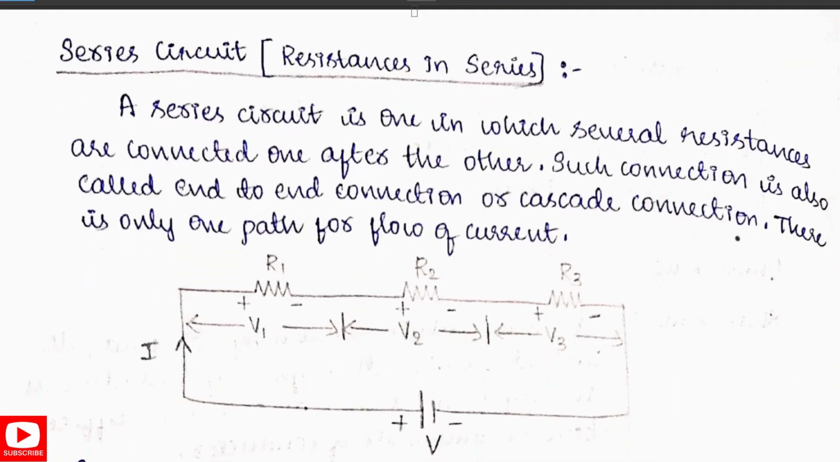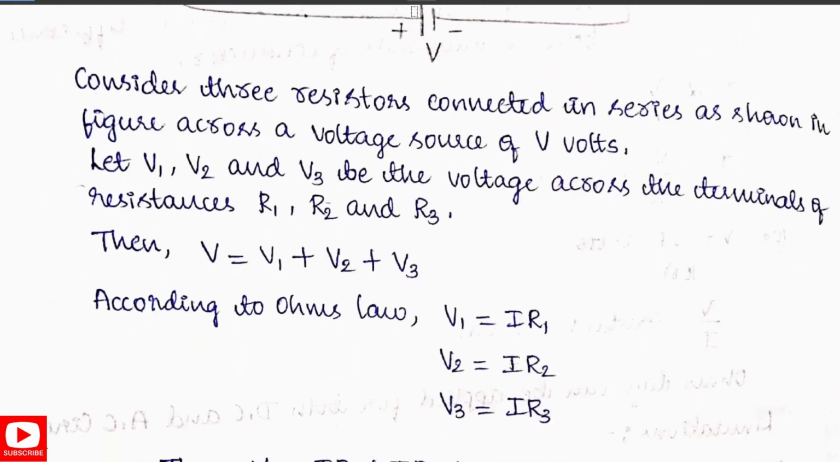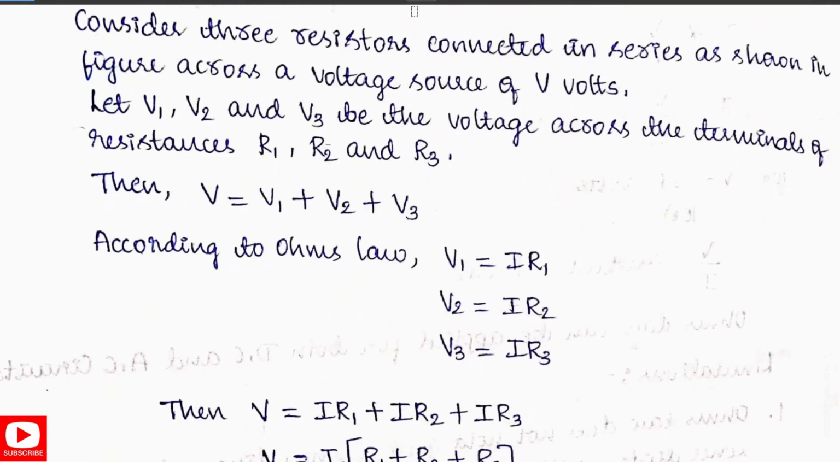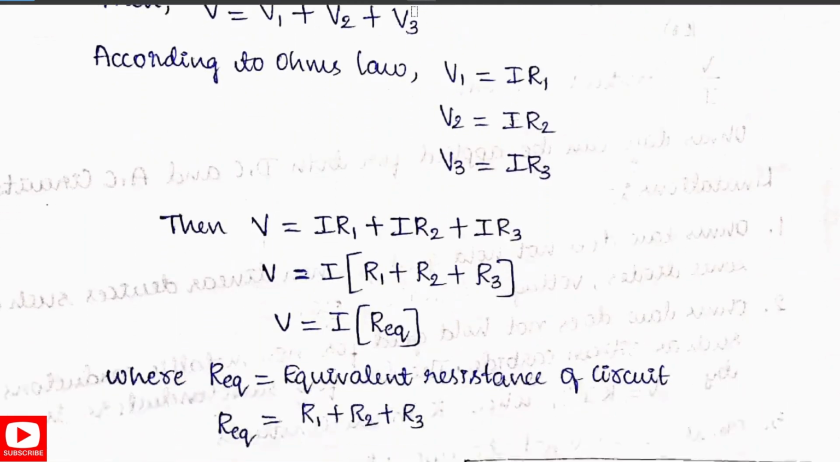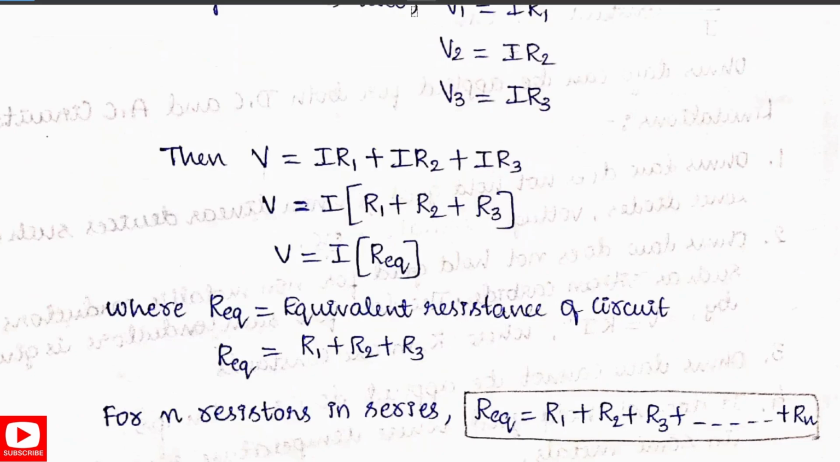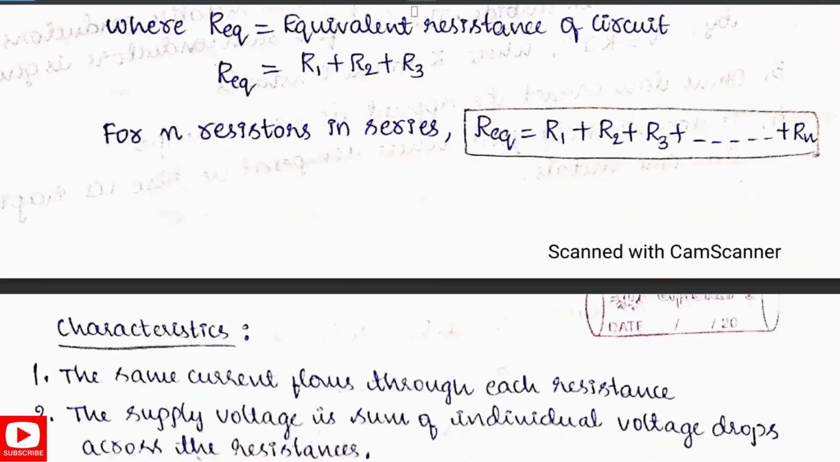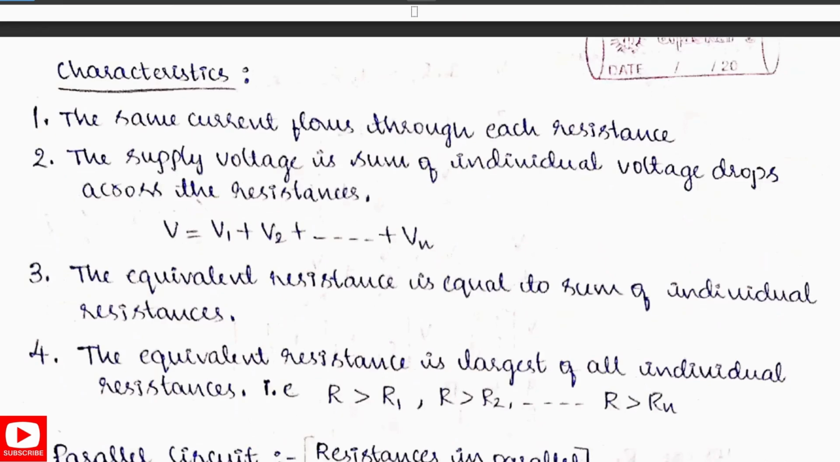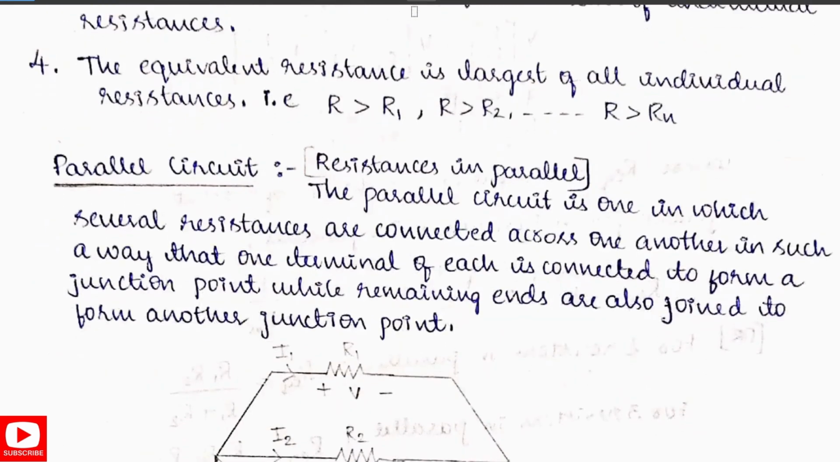Next, we have the series circuit, where elements are connected end to end, or in cascade. You need to derive it: V is equal to V1 plus V2 plus V3, the voltage across the terminals. Then substitute V1 as I R1, and V is equal to IR. Substitute them and take the R equivalent, and you will get the resistors in series. You need to know the characteristics. The same current flows through each resistor. The total voltage is the sum of the individual voltages across the resistances, which is my V. The equivalent resistance is just the sum of the individual resistances. So you need to know these things.